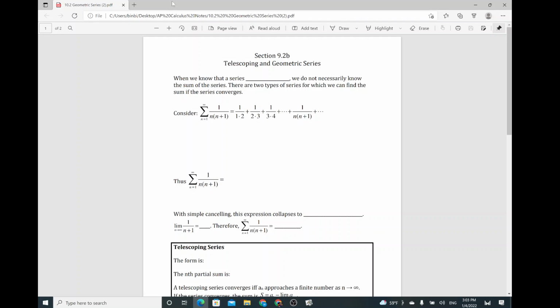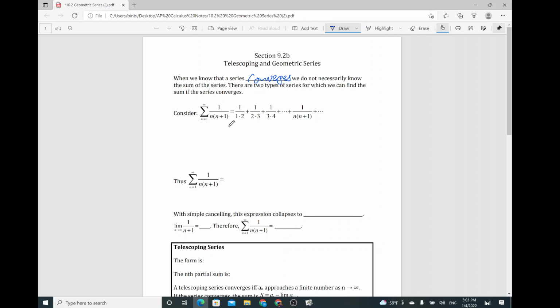Today I would like to talk about section 9.2, part 2, which covers telescoping and geometric series, part of the infinite series. When we know that a series converges, we do not necessarily know the sum of the series. There are two types of series for which we can find the sum if the series converges. One is the telescoping series, so that's what we want to talk about first.